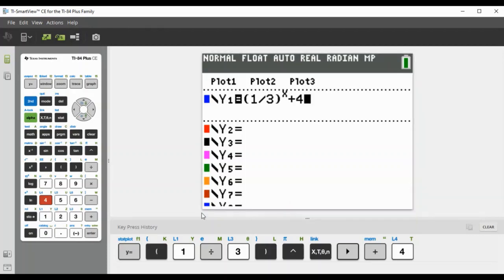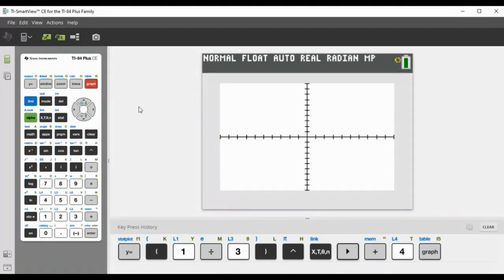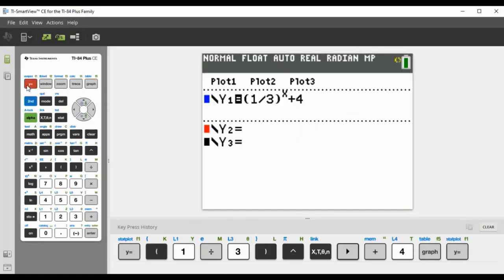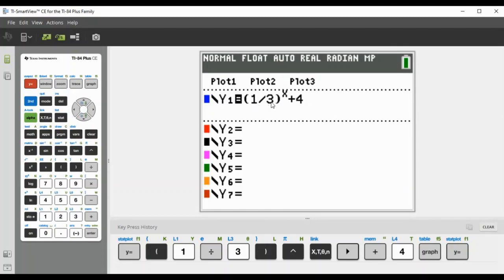All right. The next thing we're going to do is hit graph, so you can see what it looks like. There's our nice function. Now, this is a decay function because you can see it starts high and goes low. So it's a decay. Also, by looking at your y equals, b is 1/3. This +4 at the end is your shift, +4.